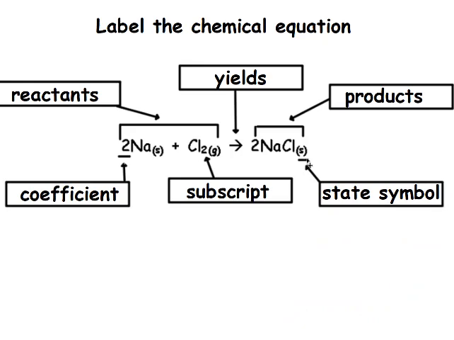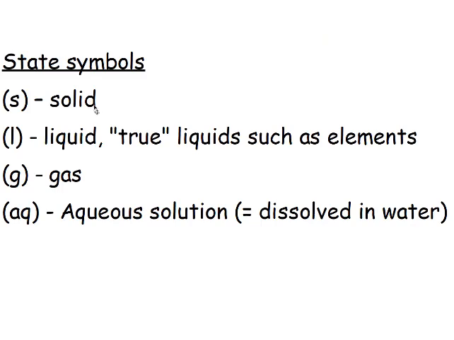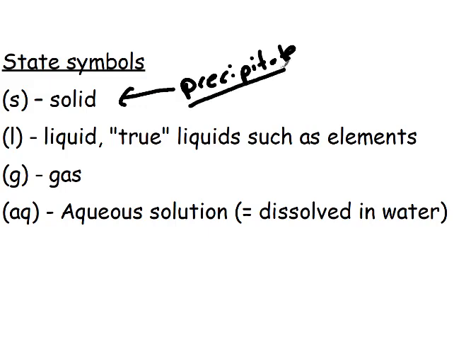So that state symbol was an S, and so that means it's a solid. L stands for liquid, and that's going to be true liquids, as in something was melted and it's in its liquid form. G is gas, and then AQ means aqueous, which means that it's dissolved in water. If something's a precipitate, that's going to be a solid. We said a precipitate forms at the beginning of the year when two aqueous solutions are mixed and a solid forms. That solid is referred to as a precipitate.